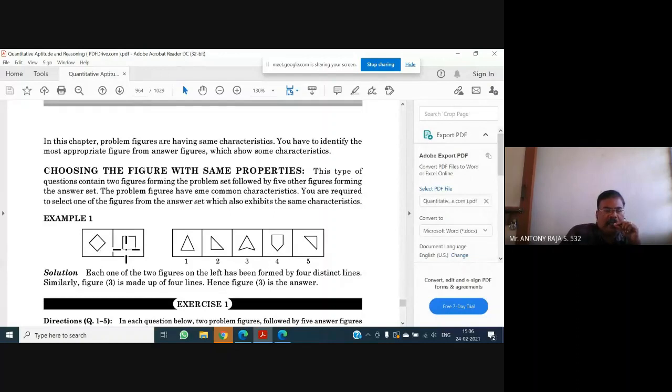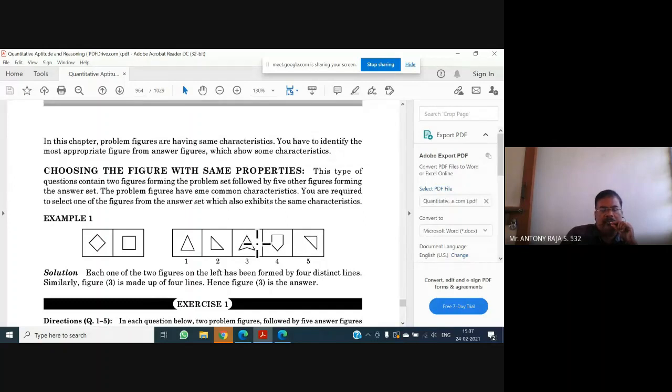Square has four sides. This is the shape of the square. This is actually square, but sides are inclined at an angle 45 degree. Triangle has three sides. First one is triangle, second one is triangle, and the last one is also triangle. So you can straight away eliminate 1, 2, 5. So remaining is 3 and 4. So now we come into this point. Four distinct lines are there. Here square has four side. Okay. Here 1, 2, 3, 4, 5 sides are there. So eliminate this.